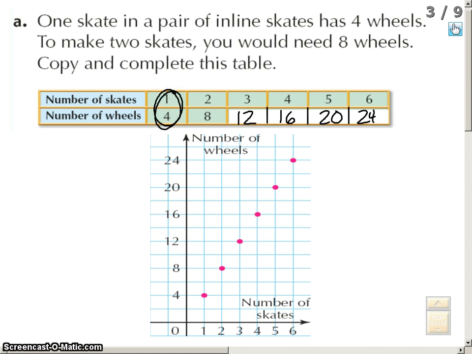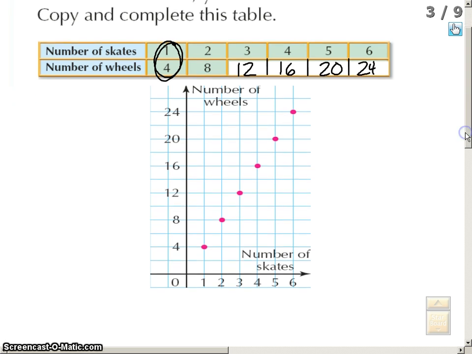Now the next step is we have our ordered pairs. For example, 1 to 4. And what we do, we just plot that point right on our grid right here. You can see it's already done for us. 2 to 8, 3 to 12, 4 to 16, and so on. 5 to 20, and then 6 to 24.